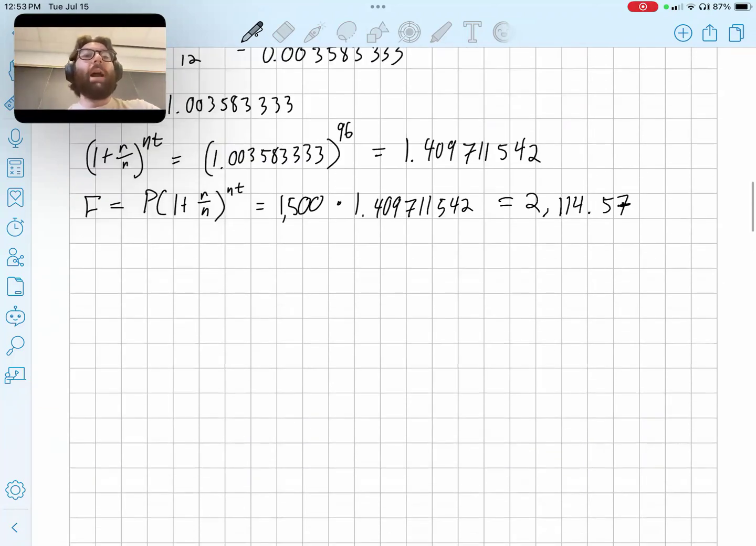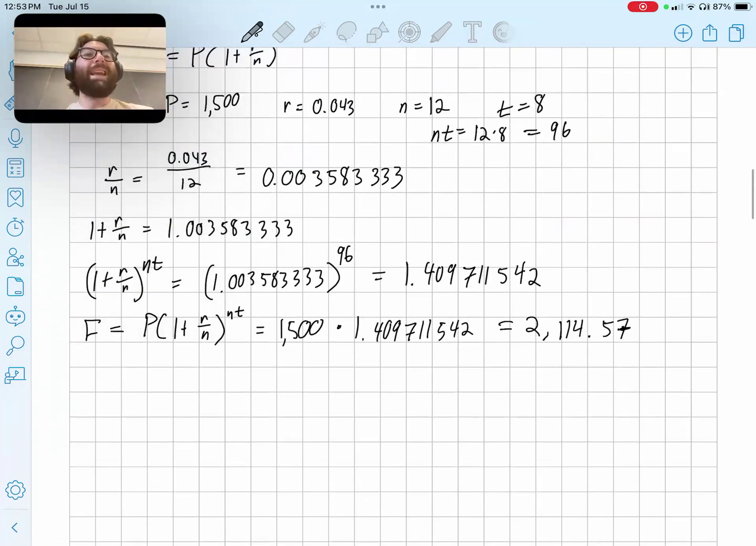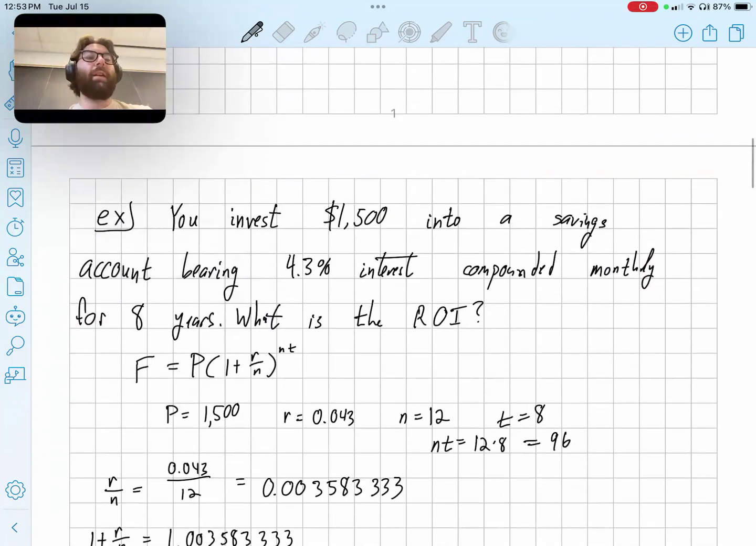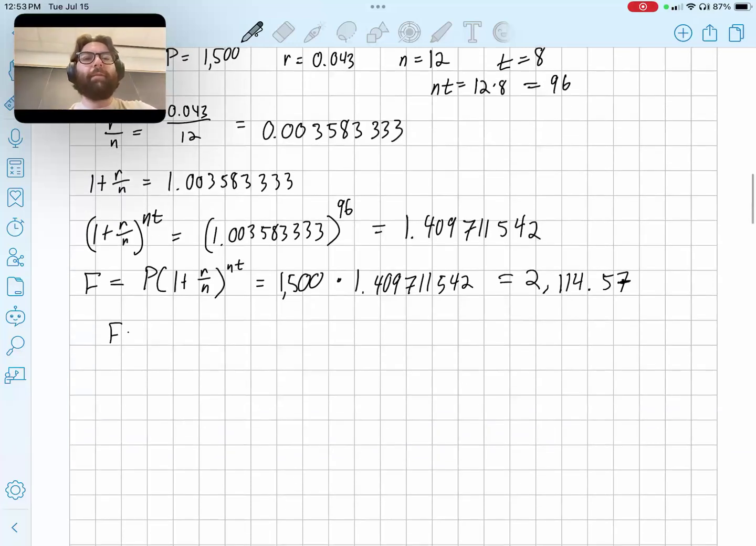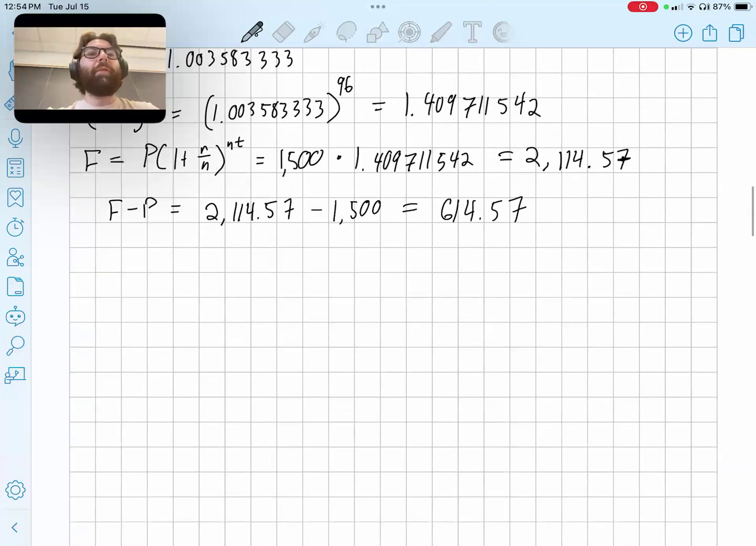And so now to find the ROI, I want to find the amount of interest I make. The only way we're making money is interest, right? Our investment has grown. We started at 1,500 and now we're at a little over 2,100. So the reason it's growing is because of interest. So the amount of interest is F minus P, which is 2,114.57 minus this original 1,500, and we get $614.57.